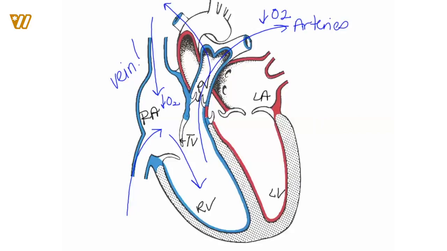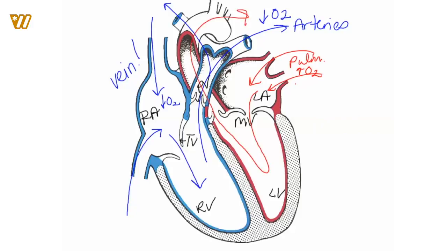Here it goes to the lungs, it gets all oxygenated, and it comes back into the left atrium through the pulmonary veins. Now, are these veins oxygenated or deoxygenated? Right, they are oxygenated. These are the only oxygenated veins in the body. It comes into the left atrium and then goes down through the mitral valve into the left ventricle. From the left ventricle, it goes through the aortic valve, through the aorta, and to the rest of the body.